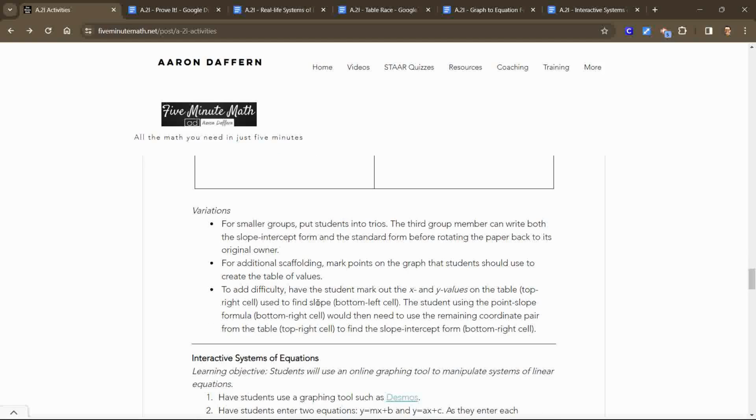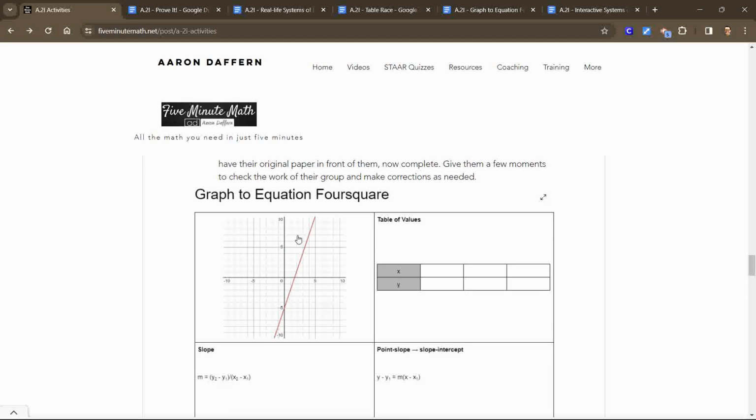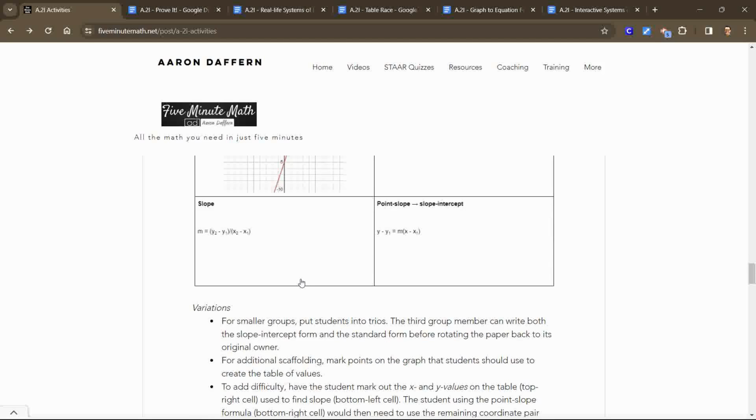For smaller groups, you can just put the students into trios, and then that third member can write the slope intercept form and the standard form before rotating back to the original owner. If you want some additional scaffolding, sometimes these are just images exported from Desmos. Sometimes it's very hard to find the point, so you can highlight some points there, just so it's a little bit easier to find the x, y coordinates.